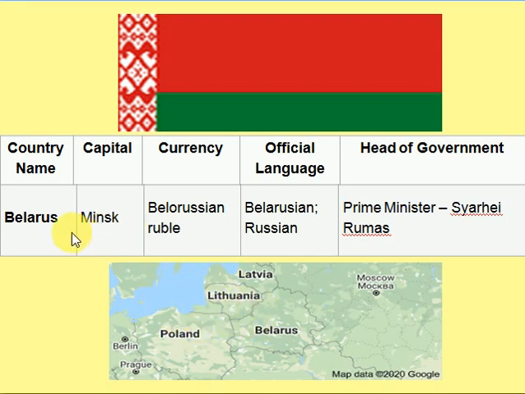So to remember, the capital of Belarus is Minsk. Currency is Belarusian ruble, official language is Belarusian and Russian, head of government Prime Minister.